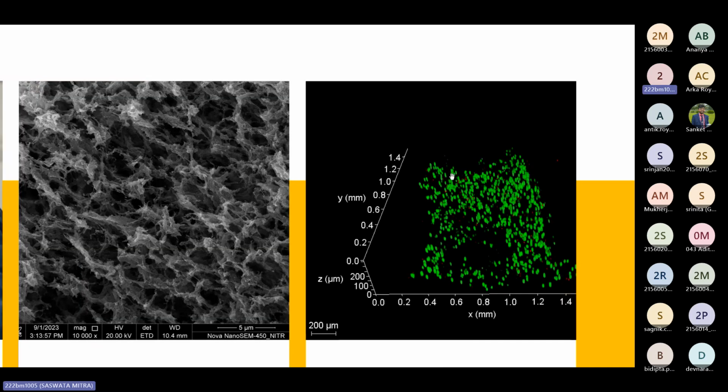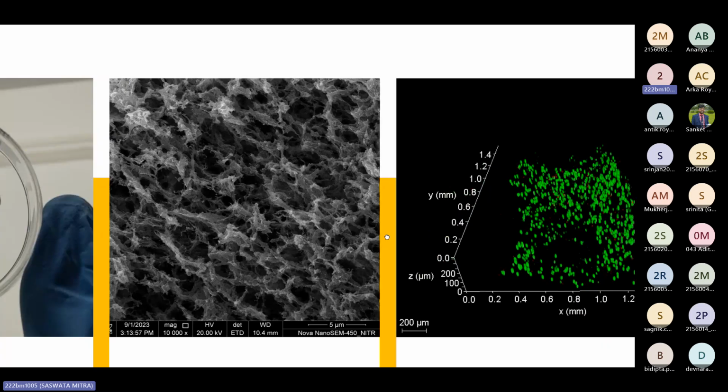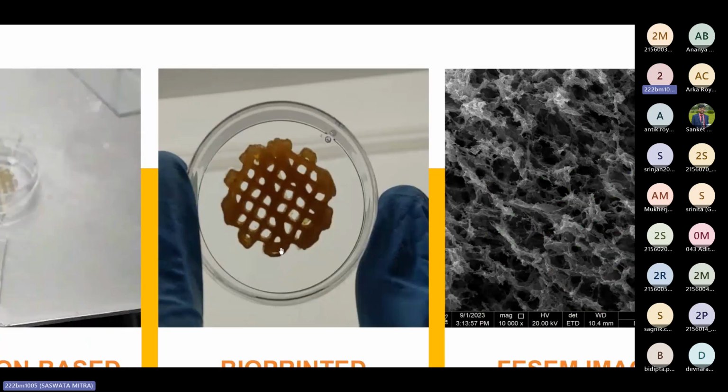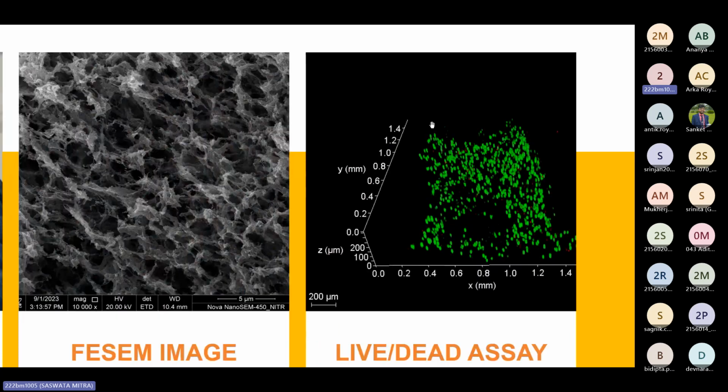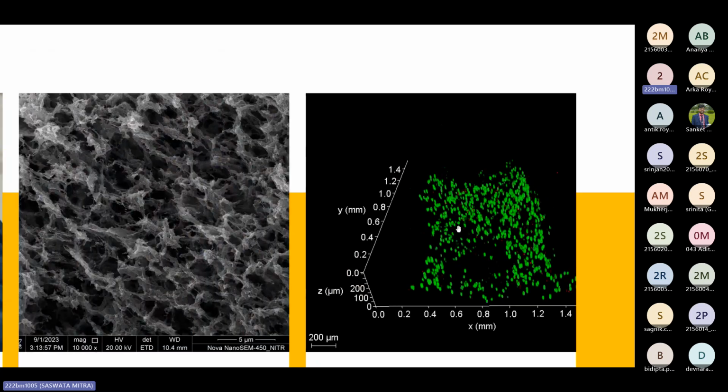And this is a live/dead assay. The green dots you are seeing are the live cells inside the scaffolds. When we print, we encapsulate cells within the polymeric matrix itself, and then we print. You can see a proper filament shape in this image. The cells are inside the filament, and they're living. That is what we aim for, that the cells continue to live. And this is the day 14 confocal image of the scaffold itself.